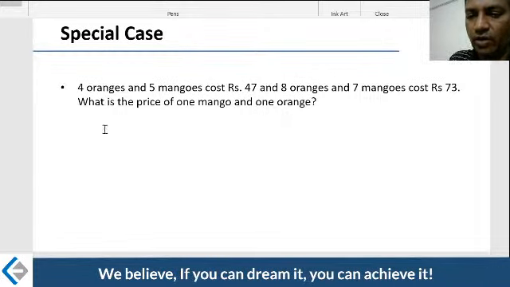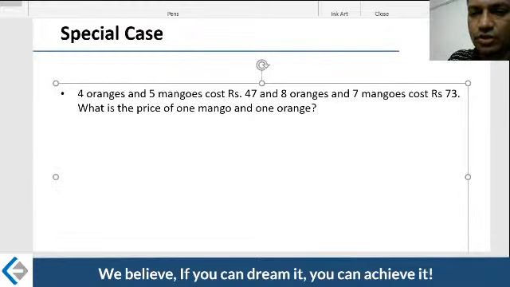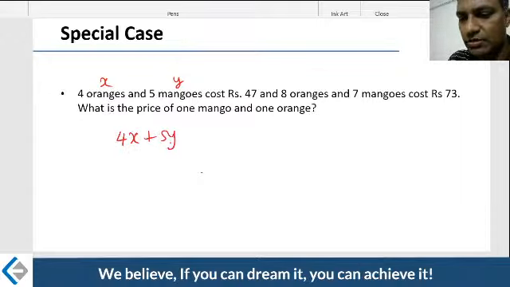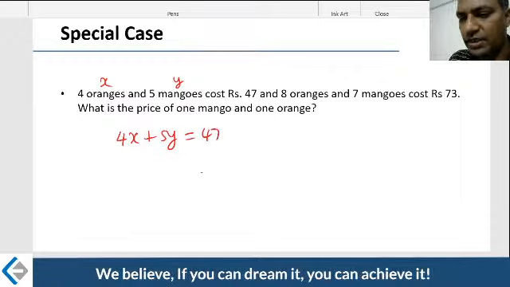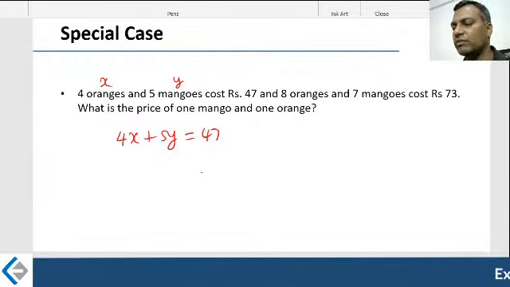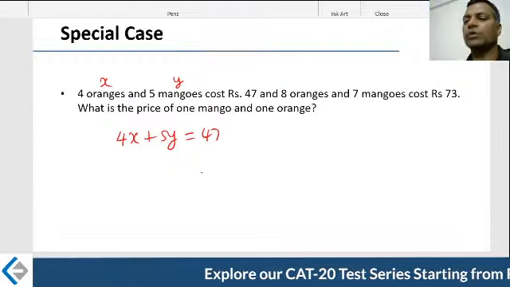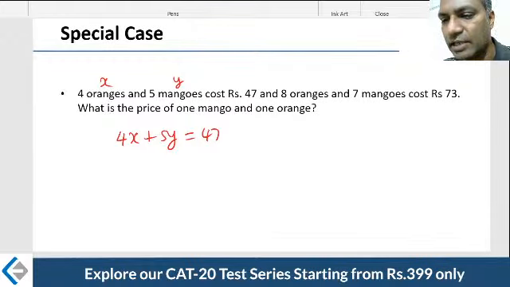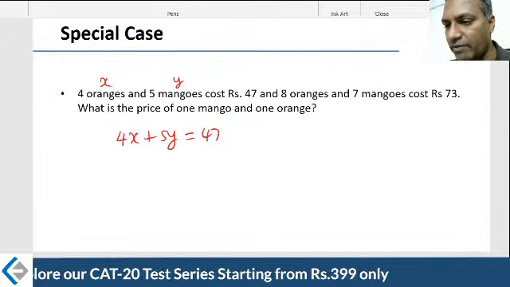Let me say each orange costs x rupees, and each mango costs y rupees. So the value of 4 oranges is 4x, and the value of 5 mangoes is 5y. What is the cost here? 47. Nowhere in the market do you get 4 oranges and 5 mangoes at this price, but let's assume it to be like that. If you try to get practical, you will laugh at it. We are aware that we don't.